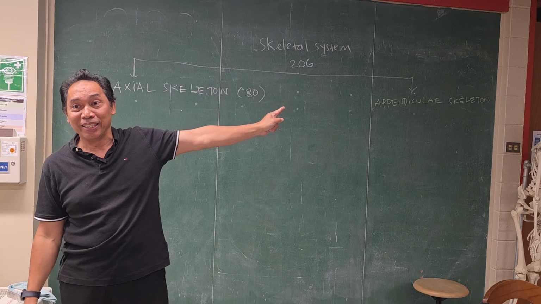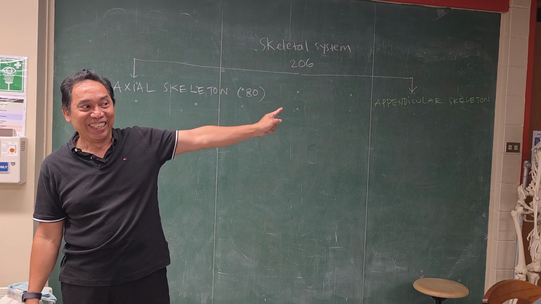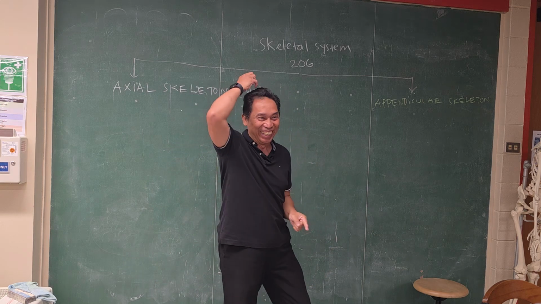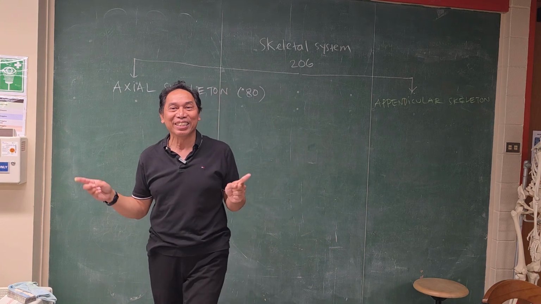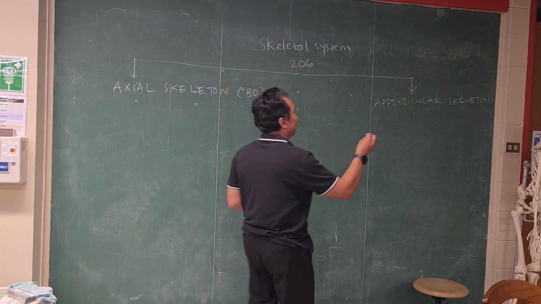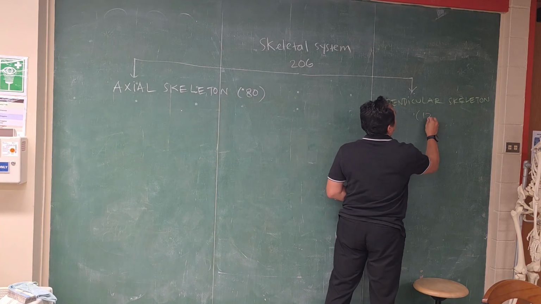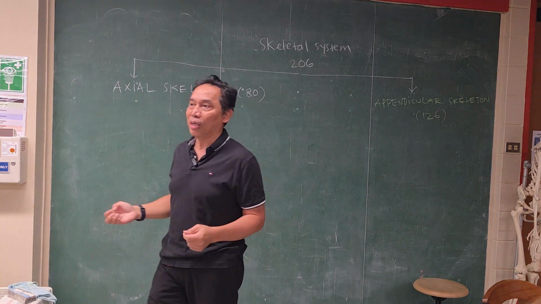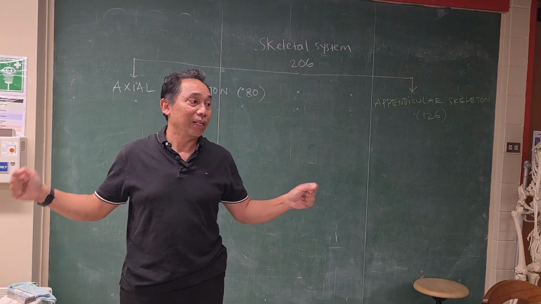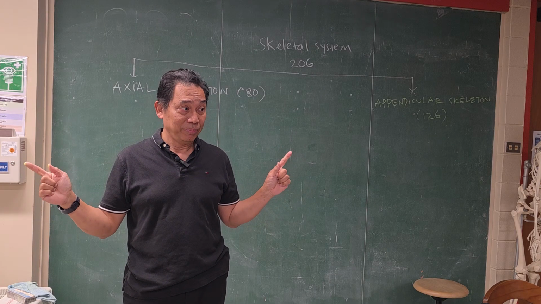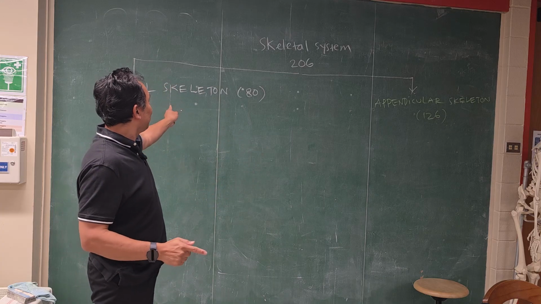How many bones are going to be in the appendicular skeleton? This is simple math. You can use the cell phone if you want. 206 minus 80 is 126. What? So 126 in the appendicular skeleton. There are 126 bones over there. Are you with me? Now, we learn this one first.